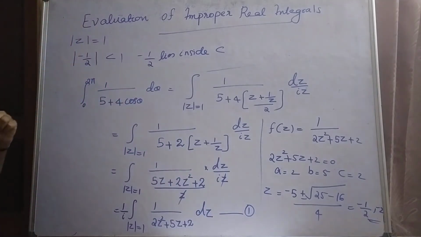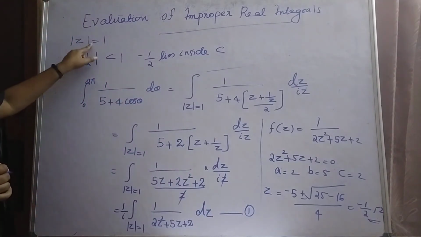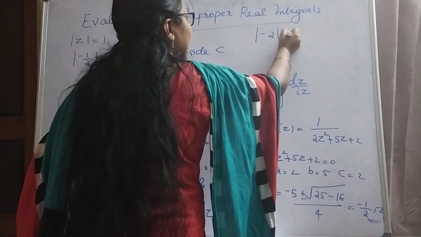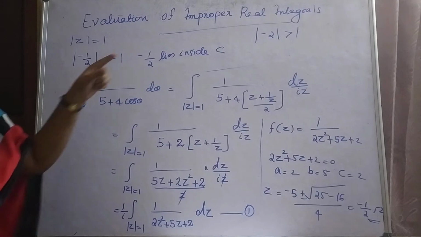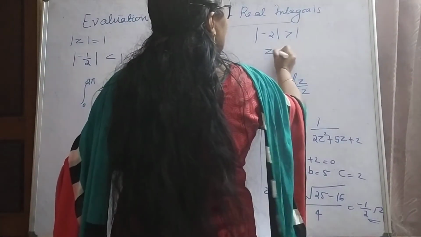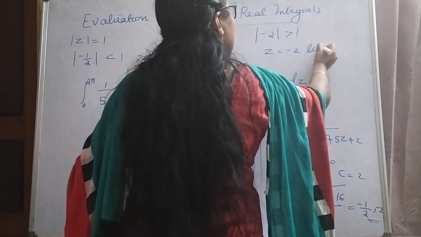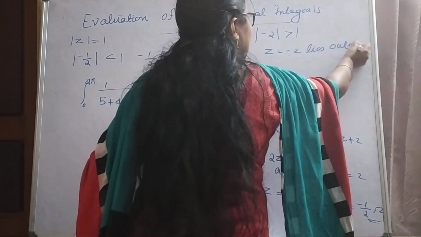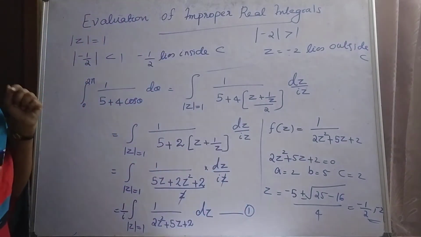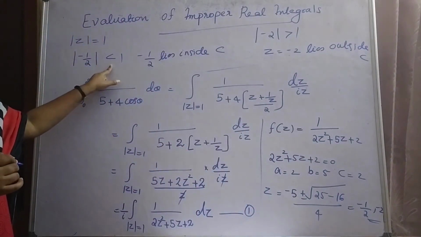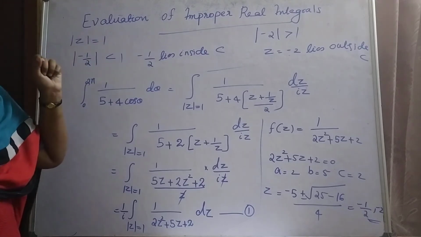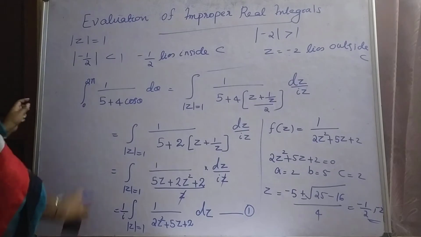What about minus 2? Modulus of minus 2 is greater than 1. Therefore, the point z equal to minus 2 lies outside the contour C. Here the only singular point inside the contour is z equal to minus 1 by 2. Therefore, we have to find the residue at z equal to minus 1 by 2.